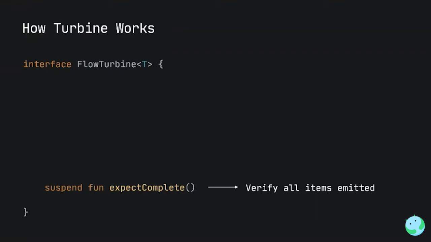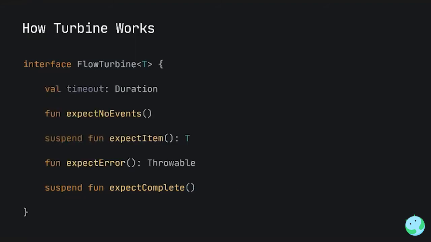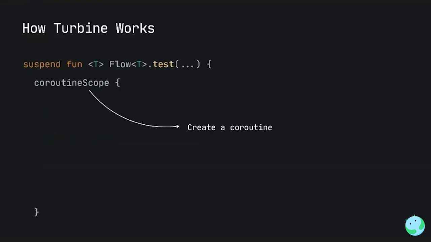Lastly, you could verify that the flow completed emitting everything. So this is the interface that Turbine provides that you could use in your test. It makes it really, really fluent when you go to write your test. So how does it work internally?